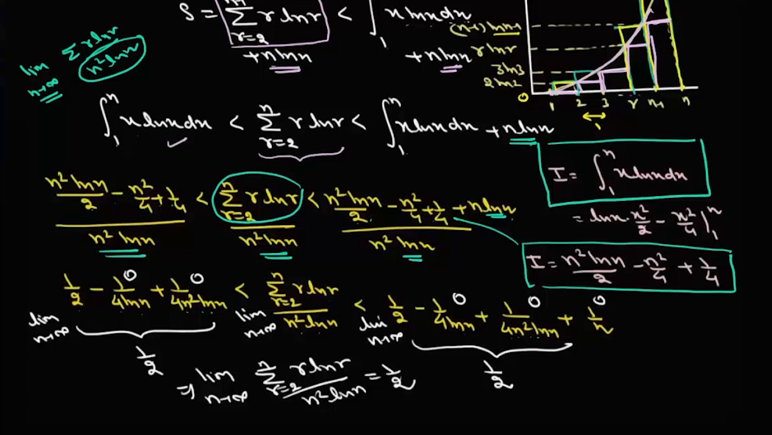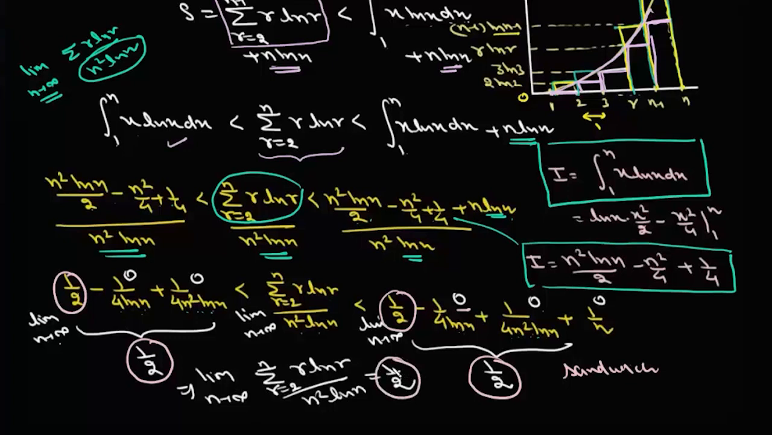Now this is 1 by 2. As n tends to infinity, log n tends to infinity, so 1 by 4 log n will be 0, and 1 by 4 n square log n will be 0. So the limit of the left hand function is 1 by 2. And in the same way, this is 1 by 2. 1 upon log n is 0, 1 upon n square log n is 0, and 1 upon n is 0. So this also is 1 by 2. Then using the sandwich theorem or squeeze play theorem, we can say that the limit of this given function will be 1 by 2.